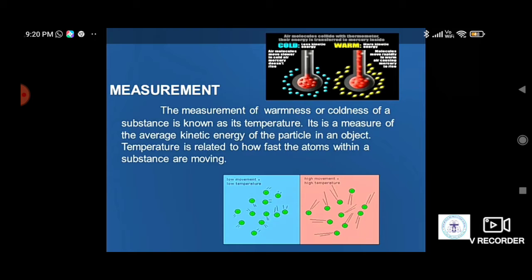So what is temperature? The measurement of warmness or coldness of a substance is known as its temperature. It is a measure of the average kinetic energy of the particles in an object. Temperature is related to how fast the atoms within a substance are moving.